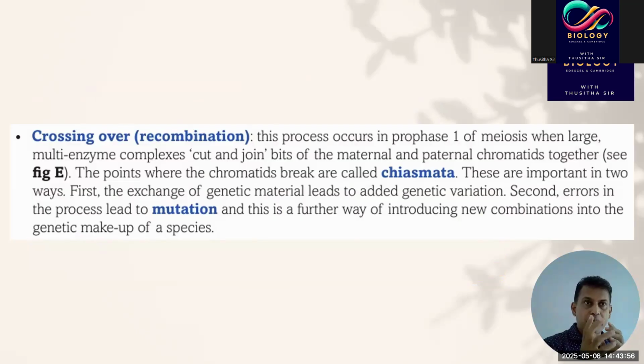mutation can happen because when part of the DNA is removed from the homologous chromosome, this doesn't happen really within the gene. I mean, when the gene is separated, with part of the gene in the original chromosome and part in the other chromosome, then the sequence is lost. This is called gene mutation. So this is in the textbook. Second, errors in the process lead to mutation, and this is a further way of introducing new combinations into the genetic makeup of the species.